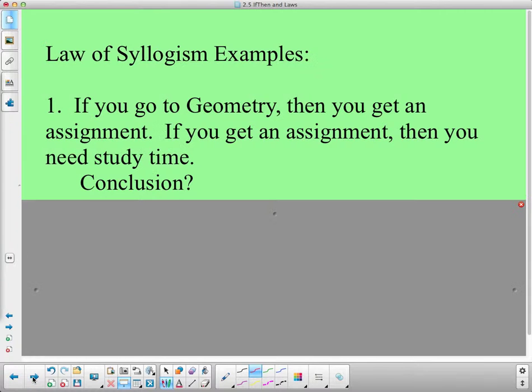That's the connection between the two sentences. All right, so let's try some. If you go to geometry, then you get an assignment. If you get an assignment, then you need study time. Put that together, what's the if-then you can get based on syllogism? Did you see the repeated idea? If you go to geometry, then you get an assignment. If you get an assignment, then you need study time. So then what? You just read what's up there. What's the if-then I can create?